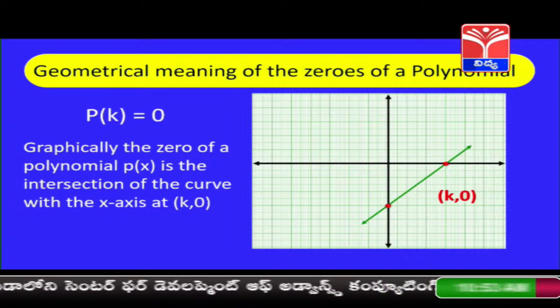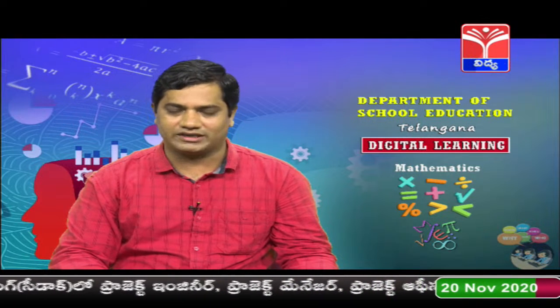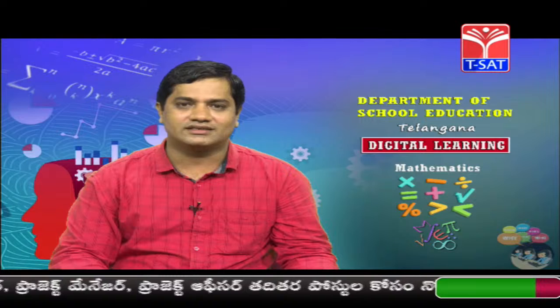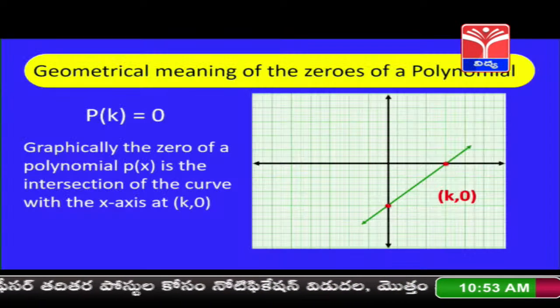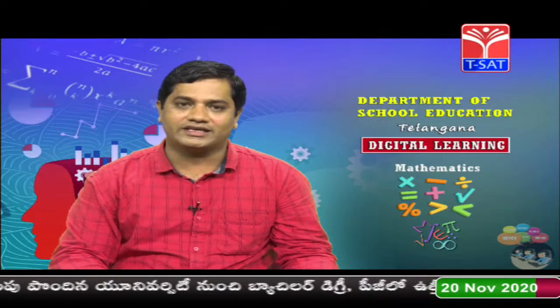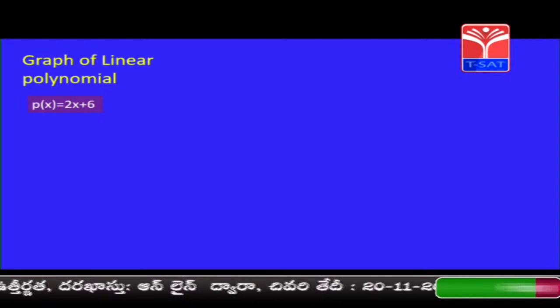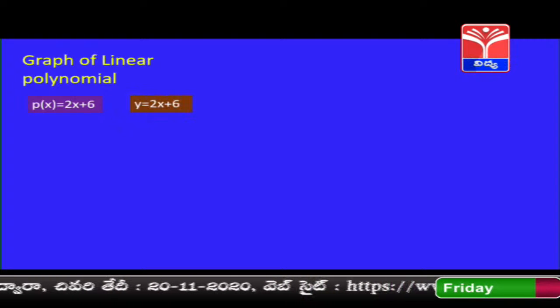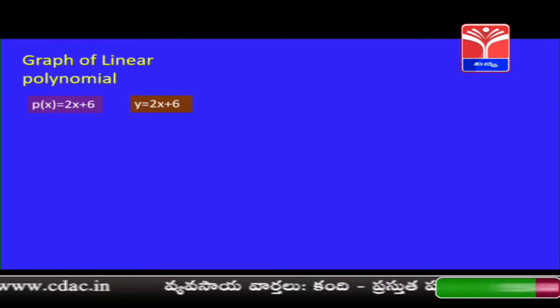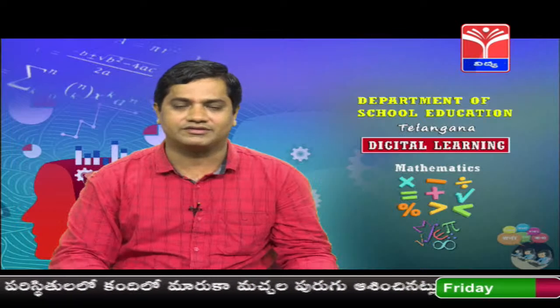Okay. We shall now take one example to draw the graph of a linear polynomial and a quadratic polynomial, and try to find the zero of the polynomial graphically as well as algebraically. Okay. So, let us consider one linear polynomial, that is p of x is equal to 2x plus 6. To draw any polynomial, we should assume that y is equal to 2x plus 6. If we have both coordinates x and y, we can plot the points in the graph and we can obtain the curve of the polynomial.